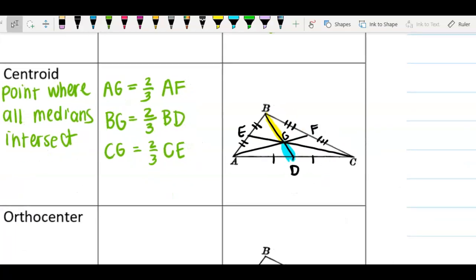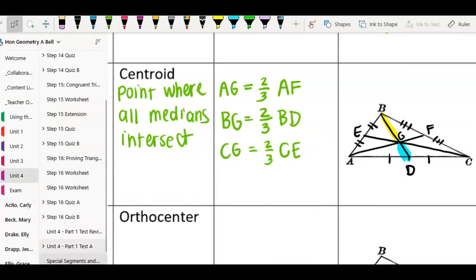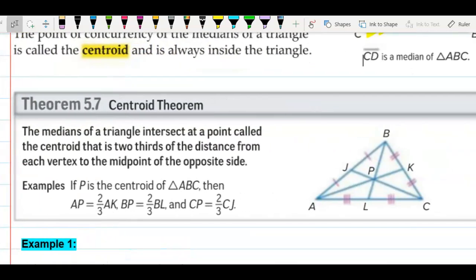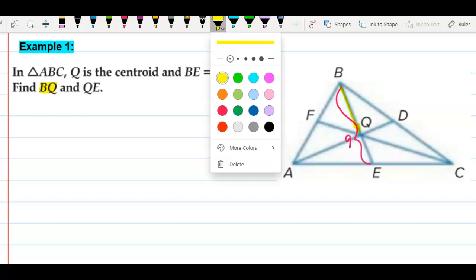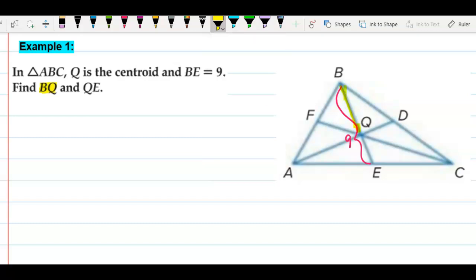Okay, so it's broken up into these different pieces. So let's look at an example, and it'll probably make more sense. Okay, so we know BE is 9, so I'm going to go ahead and label that. Oh, it's the whole segment. So B to E, that piece is 9. And we want to find BQ and QE. So BQ is that piece there. It's this piece here. And QE is, we're looking for that piece there.